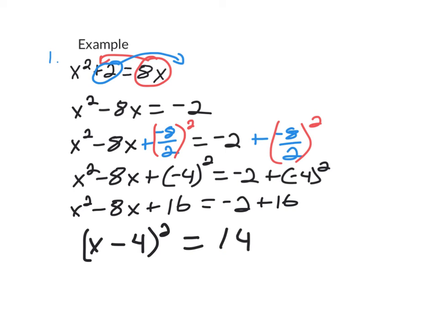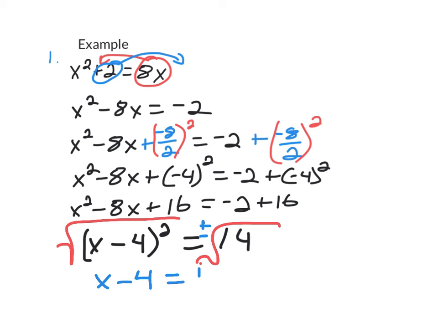Now you should know from the last lesson that if we're trying to solve for x and it is being squared, we take the square root. So if we take the square root of the left side, we also take the square root of the right side. And remember, this is going to be the positive or negative square root of 14. So what we have left here is x minus 4 equals positive or negative square root of 14.